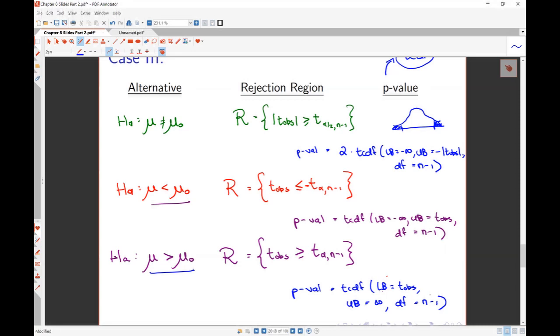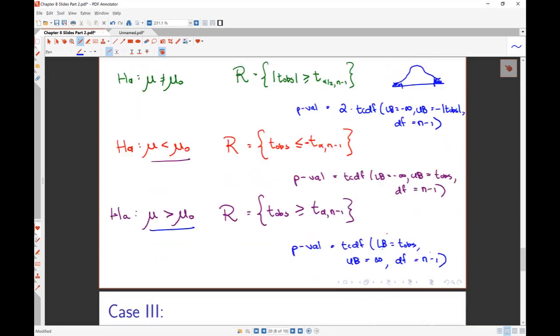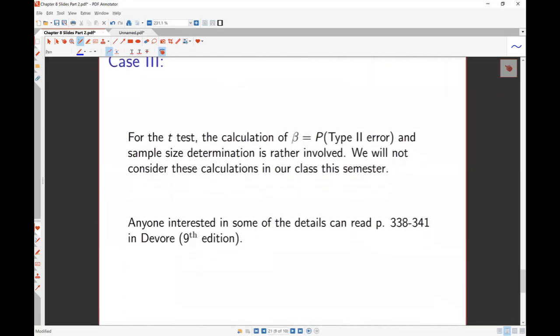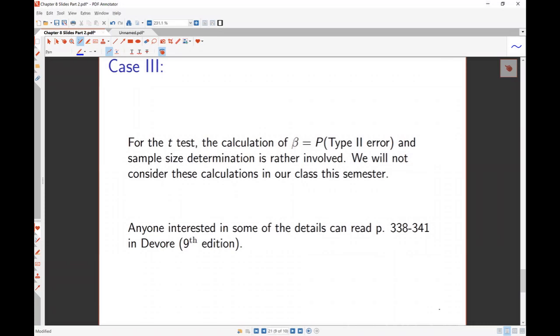So again, in tomorrow's video, we will go through some examples of doing this evaluation, both in terms of rejection region and in terms of p-value. When we do delve into this case 3, though, the one thing you can put aside is that we're not going to worry too much about evaluating type 2 error, because this is a little bit beyond the scope of what we are able to dig into in the time and format that we have left. But if you are following along in the Devore book and you are interested, page references are included here, and you're welcome to go and read about that a little bit.